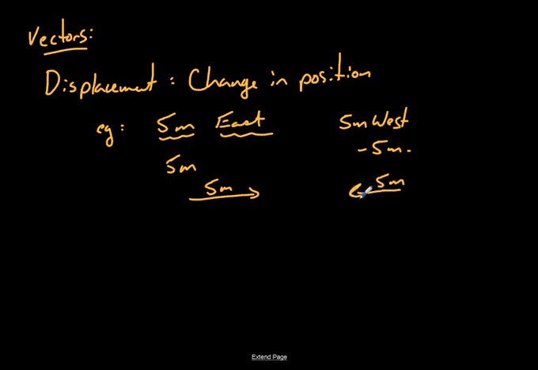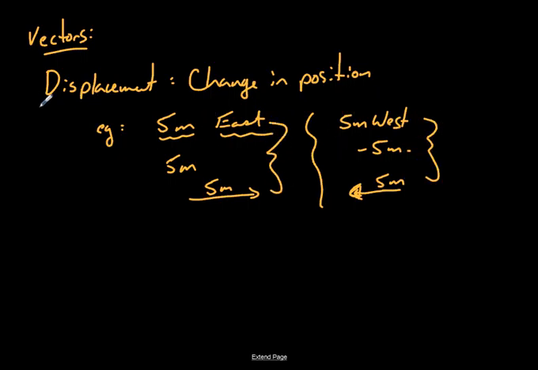So we indicate direction in some way. We would never put -5 and the arrow, because the arrow is showing you the -5. And we would never put the arrow and west. It's unnecessary. So it's just one or the other. All of these represent the same thing.